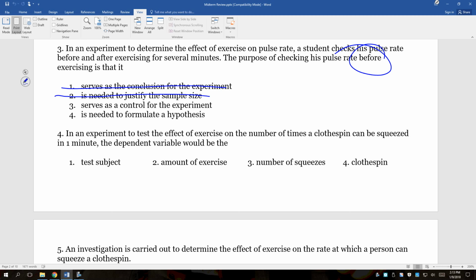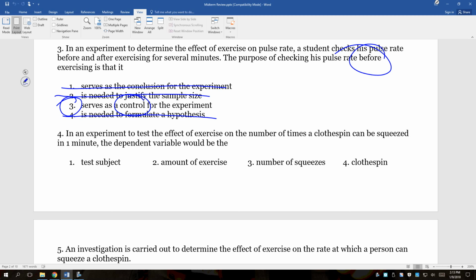Number 3 says serves as a control. Remember, control group is going to be the whole point of that comparison. And that's why you'd want to check your pulse rate before you do an actual scientific experiment. 4 says is needed to formulate a hypothesis, meaning make a hypothesis. You wouldn't need to check your pulse rate before in order to do that. So we're going to cross that one off. Best answer choice there is going to be 3.